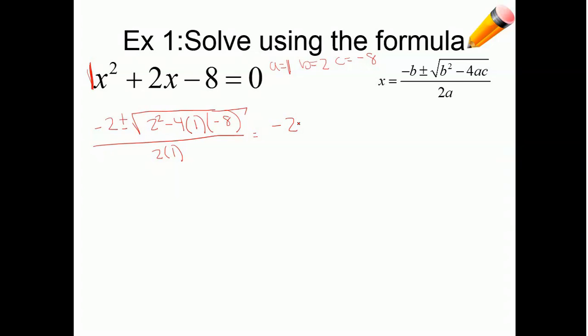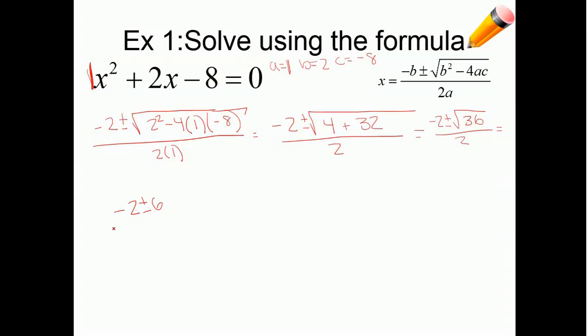So now I'm at negative 2 plus or minus the square root. Now let's think here. 2 squared is 4, and negative 4 times 1 is negative 4, times a negative 8 is a positive 32. And I still have 2 times 1, which is 2. Now let's simplify the inside here. I have negative 2 plus or minus the square root of 4 plus 32. Well, that's 36. Square root of 36, that's a perfect square, which is 6.